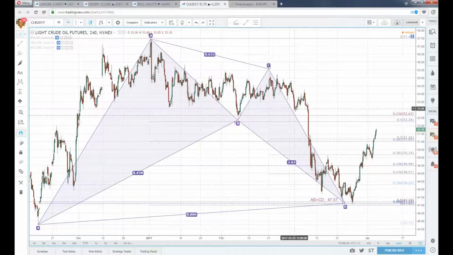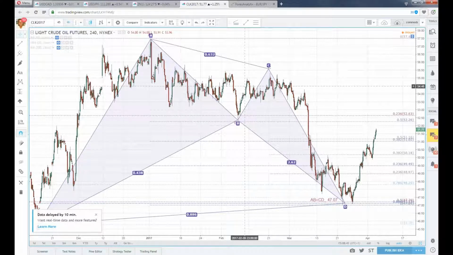So I think when you look at each of these, like this little rally, I don't know if you can see my mouse here, this was an ABC rally, and this here was an ABC. So each one of those, I look at really simple measured move ABCs, and each one of those was a really good sell entry in crude.